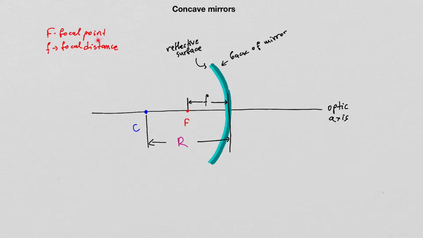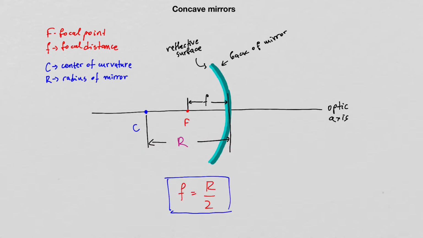So F is the focal point, this point right here. Lowercase f is the focal distance, that is the distance from the focal point to the mirror. Then C, point C right here, is the center of curvature of the mirror. And R is the distance from the center of curvature of the mirror to the mirror itself. There is a relationship between the focal distance of a concave mirror and the radius of curvature of that mirror, and this relationship is that the focal distance is equal to the radius divided by 2.